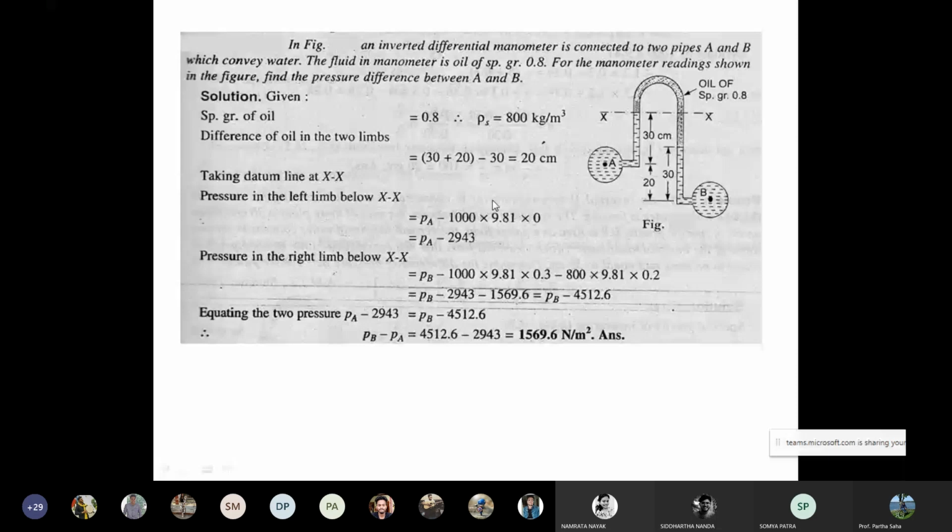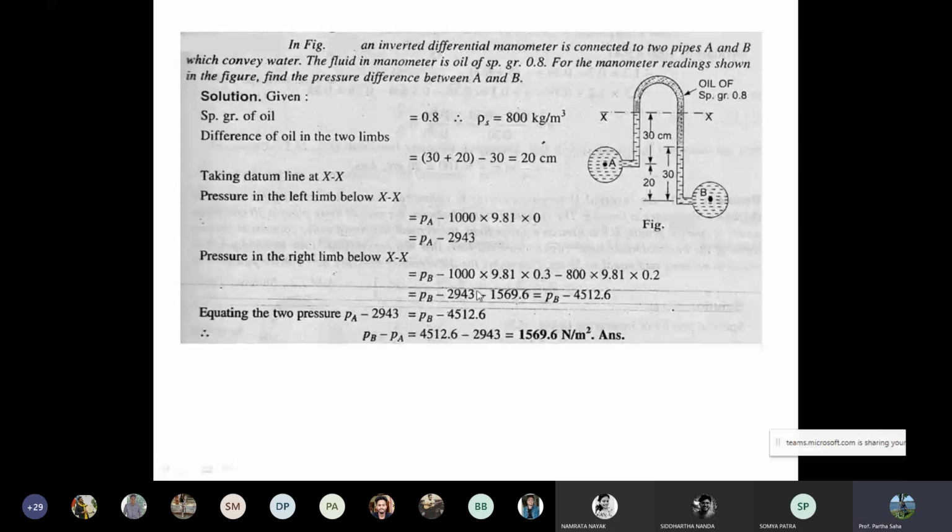I think this should be not 0. It is a mistake. Actually, it will be a height of 30 centimeter. Okay, PA minus 1000 into 9.81 into 0.3, because this is the height. So PA minus 2940. Similarly, right limb: PB minus 1000 into 9.81 into 0.30 minus 800 into 9.81 into 0.2. So that will be this expression.